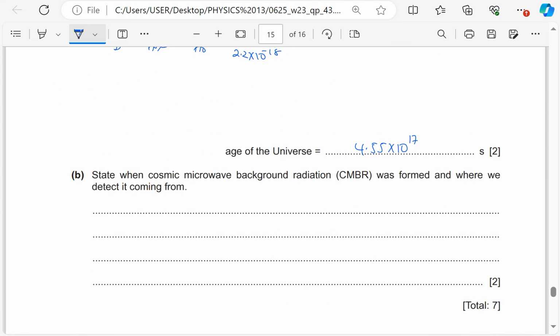And lastly, state when cosmic microwave background radiation was formed and where we detect it coming from. Of course, these are believed to have been formed right from the Big Bang, right at the creation of the universe. They are detected in all points in space. So these are believed to have formed shortly after the Big Bang.